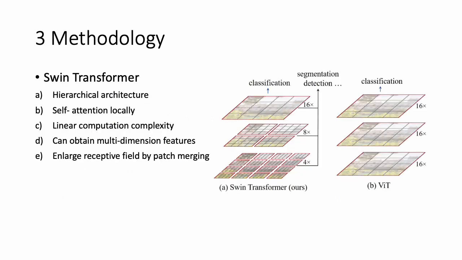Okay, let's see the Swin transformer. Swin transformer creates a hierarchical architecture by merging neighboring patches, which is called patch merging. With the architecture becoming deeper, this operation can enlarge the receptive field, so the model will obtain multidimensional features. Compared with the vision transformer, the Swin transformer achieves linear computational complexity by computing self-attention locally within non-overlapping windows that partition an image. We can find that Swin transformer has many same characteristics with convolutional neural networks and vision transformer. These merits make it become a general-purpose transformer backbone.